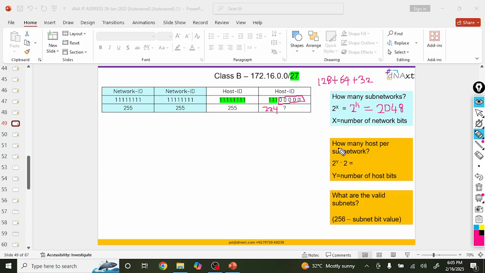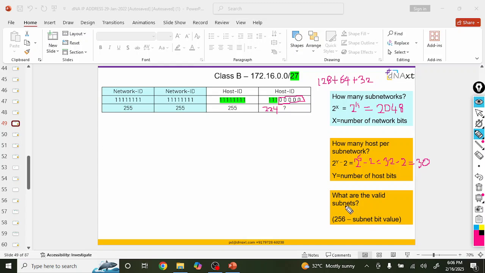How many hosts per subnetwork? That is 2 to the power y minus 2, where y are the host bits. We have only 5 host bits over here. So 2 to the power 5 minus 2. 2 to the power 5 is 32, so 32 minus 2, only 30 hosts we can accommodate in each subnetwork.